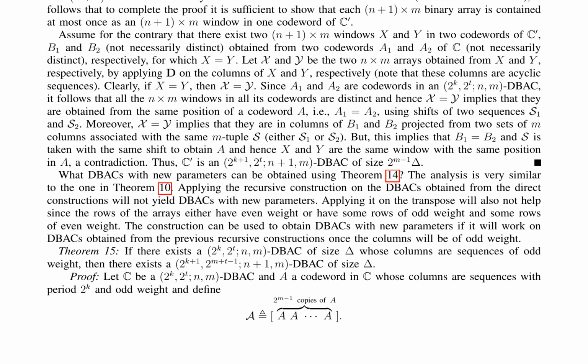Theorem 15 states that if a (2^k, 2^t, n, m) DBAC of size increment exists, with columns being sequences of odd weight, then a (2^(k+1), 2^(m)+t-1, n+1, m) DBAC of size increment can be constructed. The proof involves defining a new codeword by taking 2^(m-1) copies of a codeword in the original DBAC. The implications of these theorems are significant, as they provide a recursive construction method for obtaining DBACs with new parameters by applying these theorems to previously constructed DBACs.